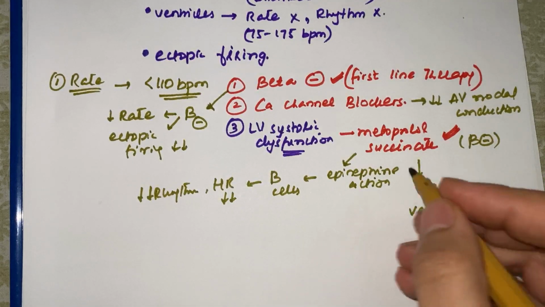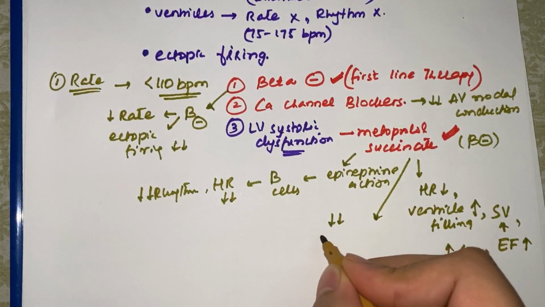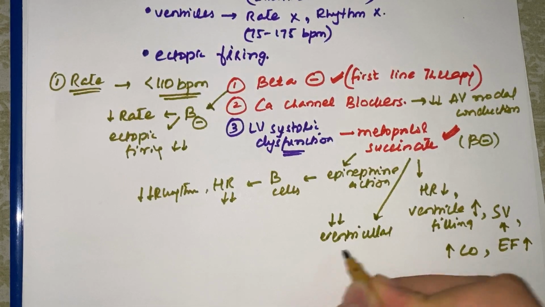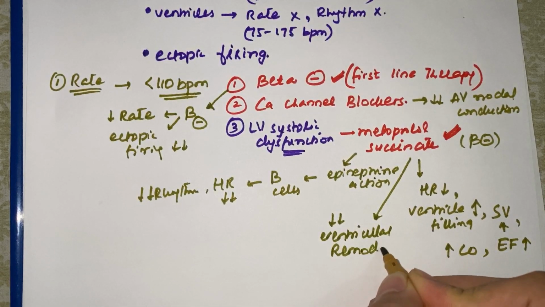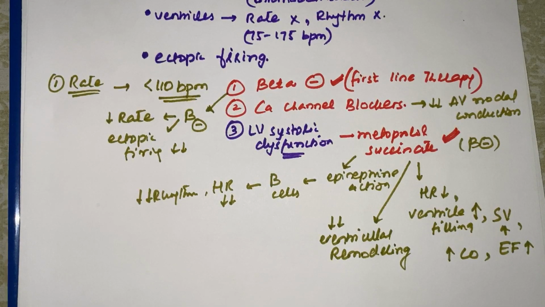Third important role of this metoprolol succinate is that it reduces ventricular remodeling, as a result reducing the damage in the patient. So this was the main role of this drug, why we prefer this drug for patients with atrial fibrillation along with left ventricle systolic dysfunction.